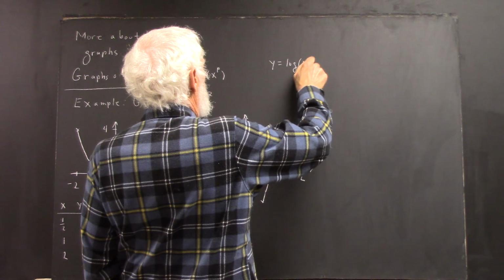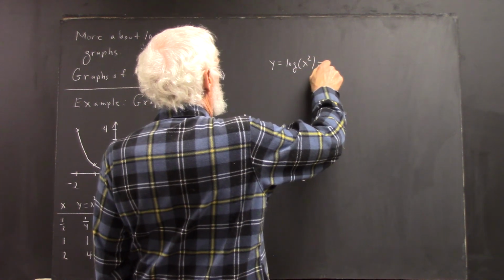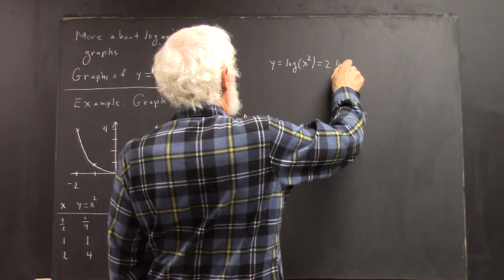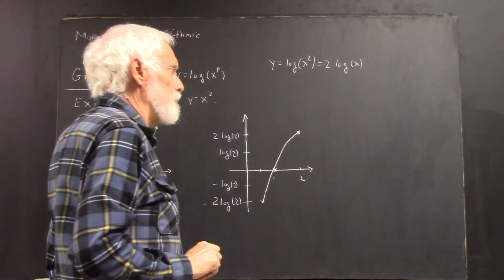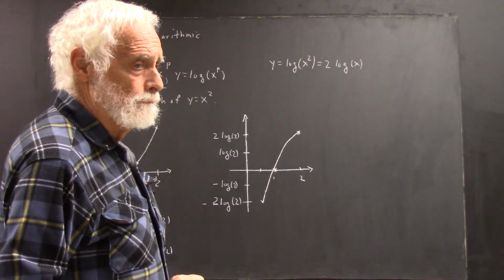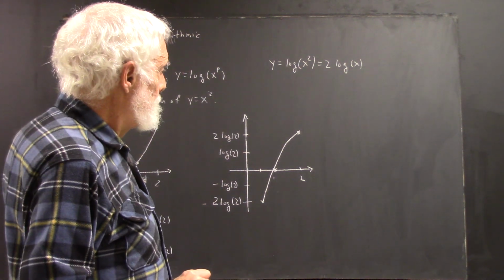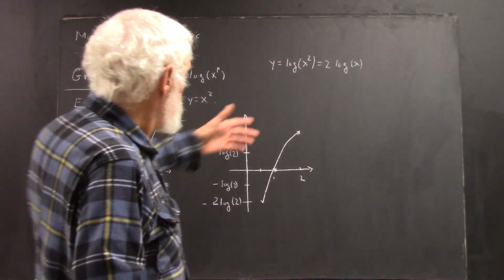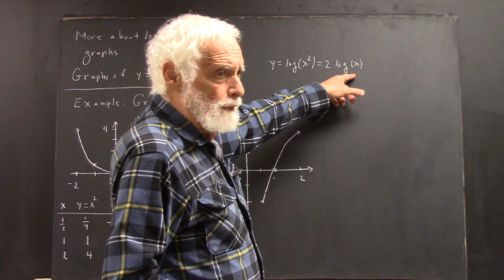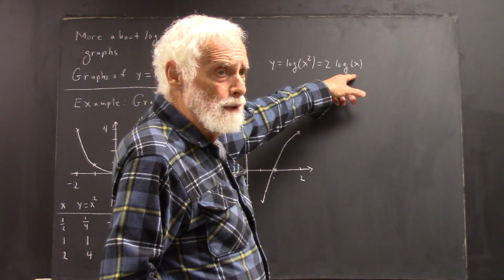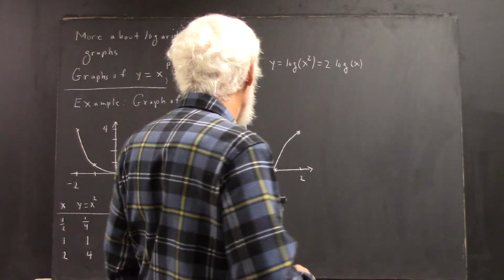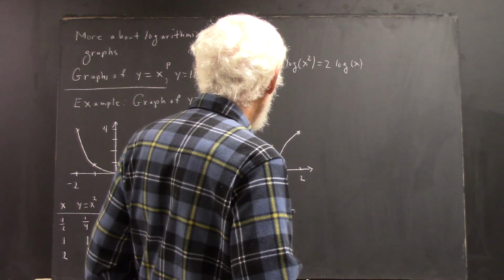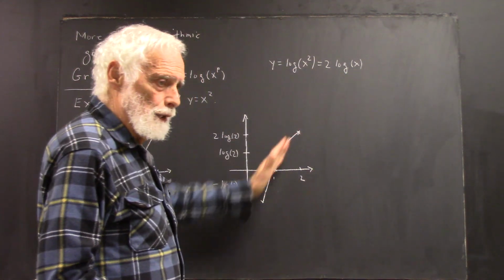Y equals the log of x squared, which of course is 2 times the log of x. Okay? So this is just the base 10 log vertically stretched by a factor of 2. And that's what we have here.